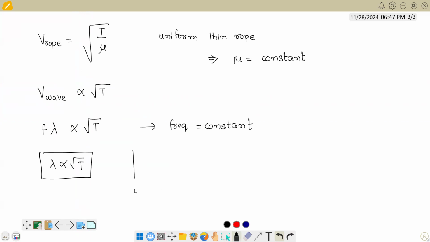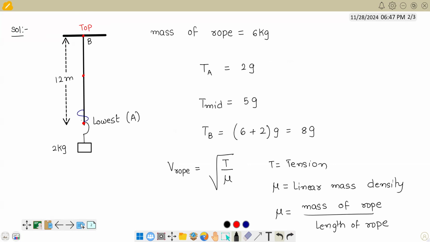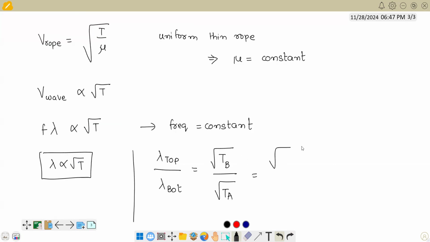So let us continue. We got lambda is proportional to root T. So lambda at the top divided by lambda at the bottom is equal to root T at the top, which I have called TB, over T at the bottom, which I call TA, root TA. So root TB, we got as 8G and TA as 2G. So root 8G by root 2G. You'll get root 4 because 2 would cancel 4 times. So root 4, which is 2.